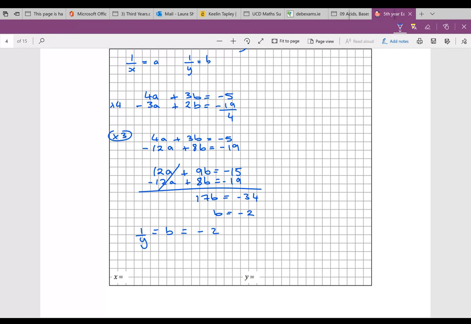So 1 over y is equal to minus 2. A little bit of rearranging here, cross multiplying, will give you that y is equal to minus a half. And then from there you should be able to get that x is equal to 4. So subbing back in, we should be able to finish up on that one.